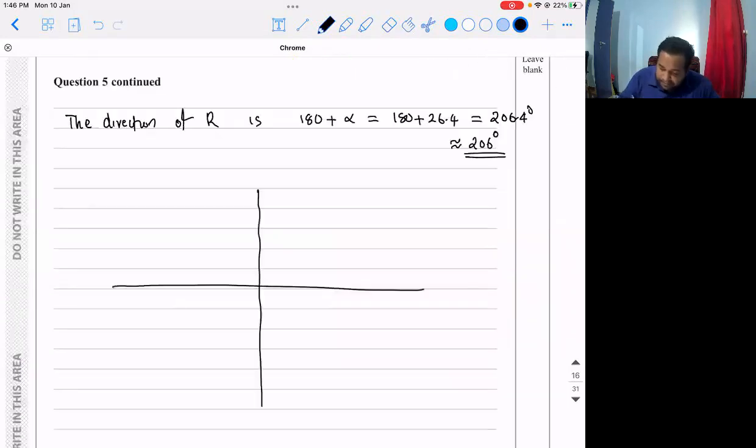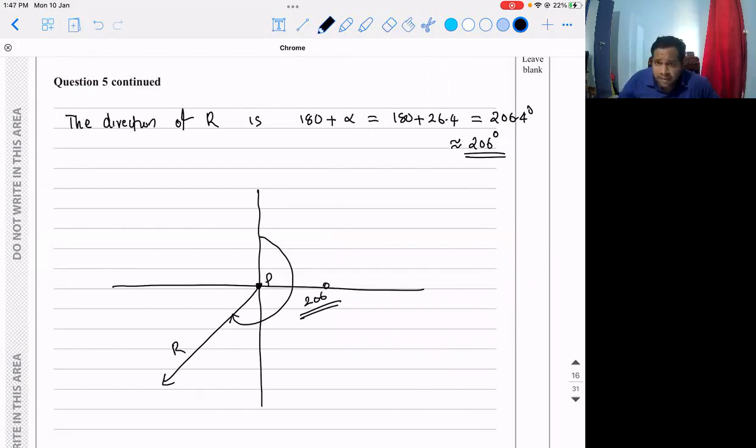So here, what is the idea? This is our particle, right? And this is my resultant. And this resultant is actually acting 206 degree from the north direction of P. So that is the answer for this question 5B. I hope you got it. So shall we move to the next question? We are moving to question number 6.